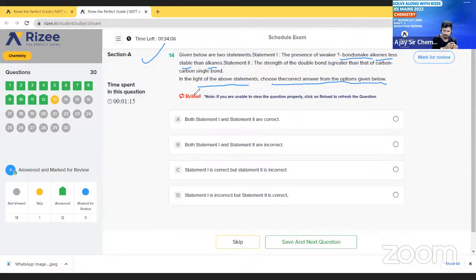Is it correct or wrong? And what is the second statement? The strength of the double bond is greater than that of the carbon single bond. The strength of a double bond is always greater than the strength of a single bond, they are saying. So first, let me do this question.